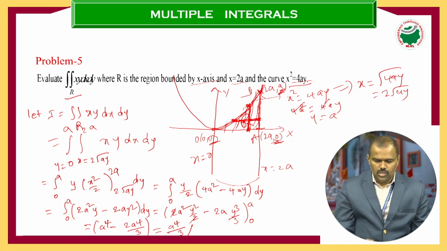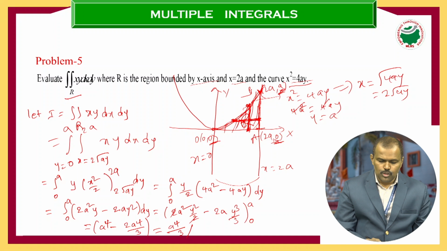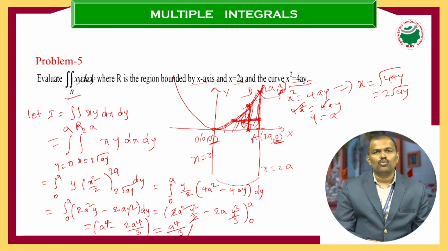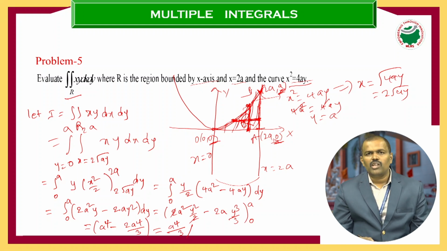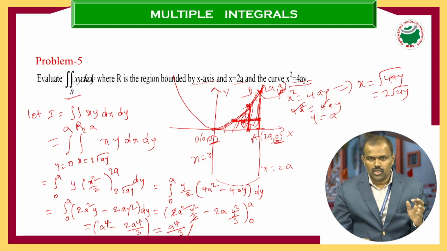I apply the limits. In place of y, I substitute upper limit a and lower limit 0. When I substitute lower limit 0, automatically we get the answer 0. When I substitute upper limit, this is a square into a square, a power 4, minus 2 by 3 a into a cube, 2a power 4 by 3. And the final answer is a power 4 by 3. So I hope everyone understood this one easily. The important thing is taking the limits.